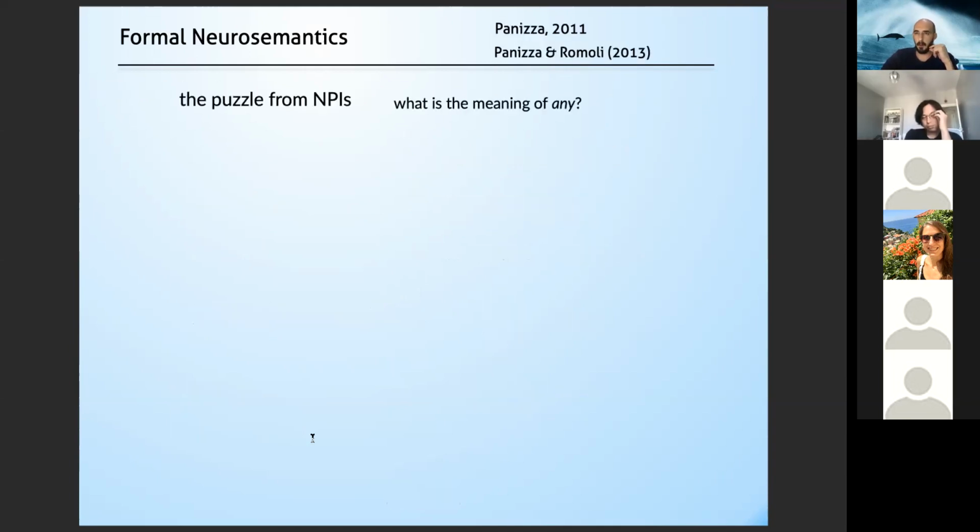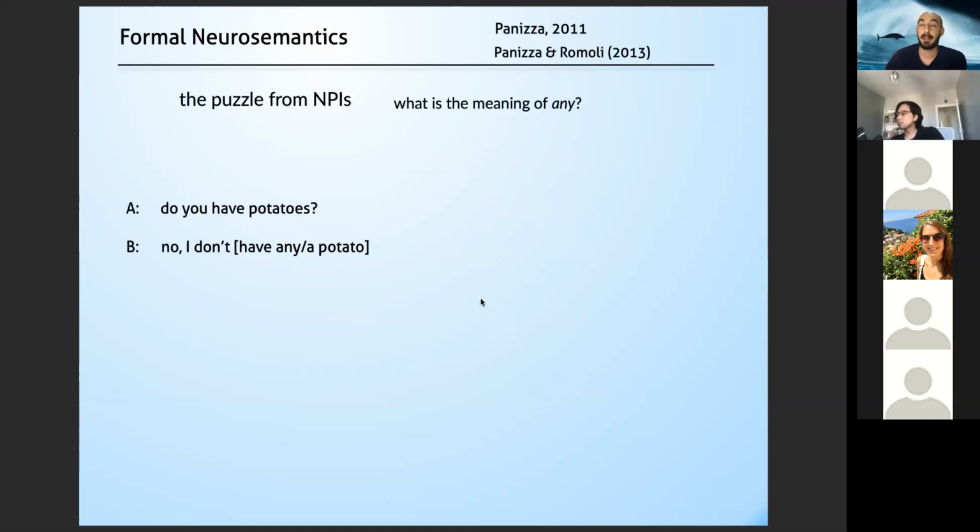Okay, so here's the other experiment that I wanted to talk to you about. This experiment that I did a few years ago, and then we wrote this paper with Romoli, is about NPIs, okay? So here's an example. What are NPIs? NPIs are negative polarity items. So there are these words like "any" or "ever" that like negative contexts, okay? And it's not clear what they mean.